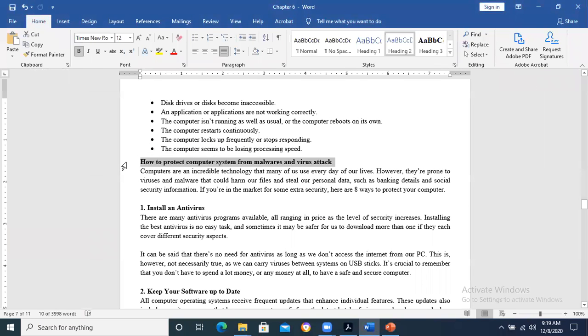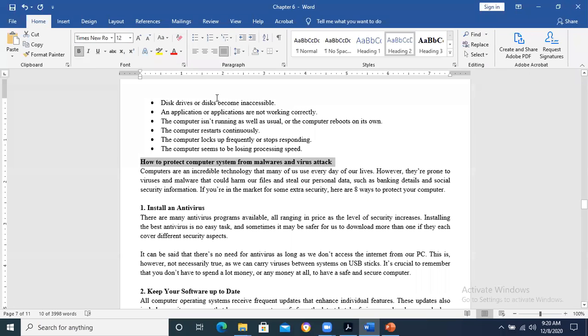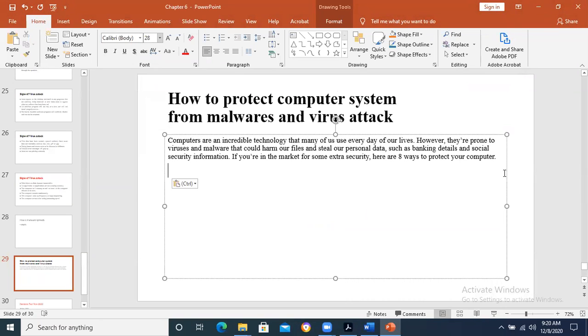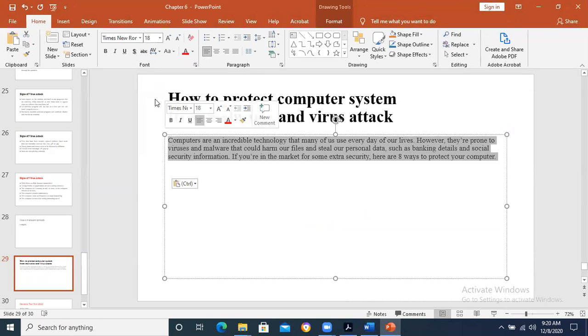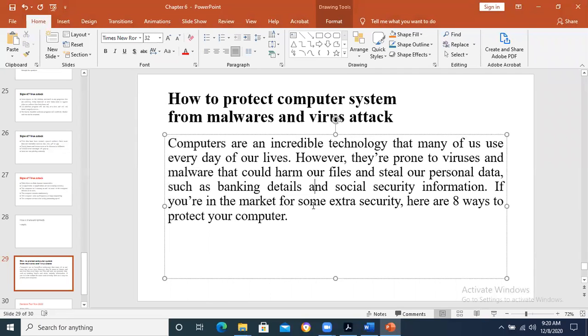from any sort of malware attack. How to protect a computer system from malware attack. This is the thing that we need to understand. The only thing that has so much importance is the data, and data is the lifeblood of any organization. We need to protect the data in our computer system.